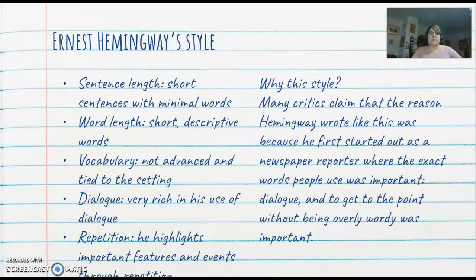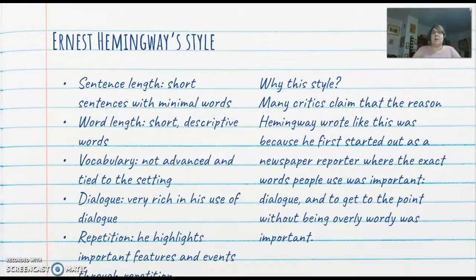Talking about Ernest Hemingway's style, this is the author's style. He writes in very short sentences with very minimal words. Even his word length is very short. His vocabulary is not advanced. He doesn't use a very rich vocabulary and is highly tied to the setting. With The Old Man and the Sea, we're going to look at lots of boat terminology and vocabulary tied to weather and other things tied to the sea. Dialogue, he does use a lot of dialogue. He's very rich in his use of dialogue. And with repetition, he highlights important features and events through repetition.